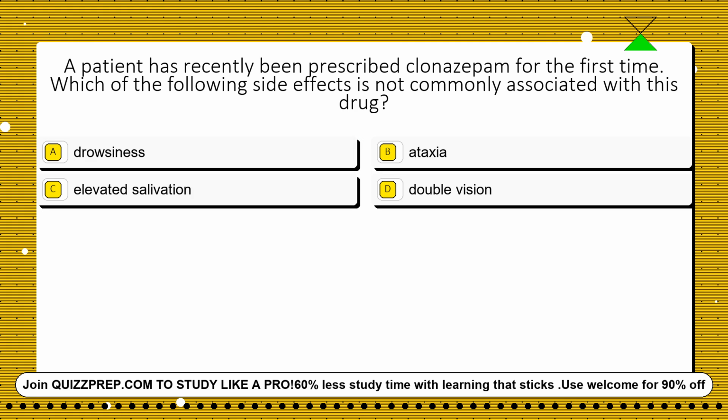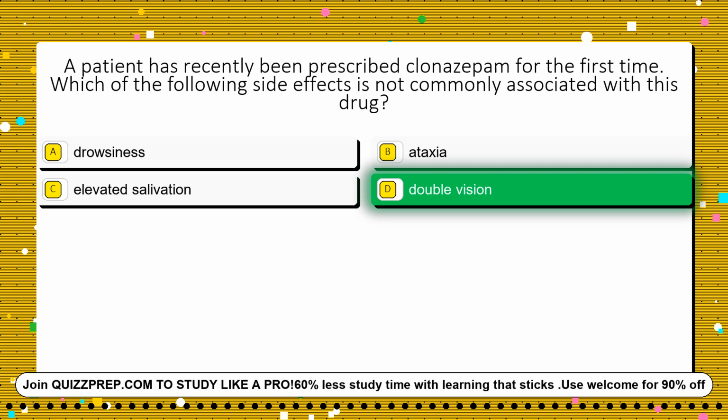Question 17. A patient has recently been prescribed clonazepam for the first time. Which of the following side effects is not commonly associated with this drug? Option A, drowsiness. Option B, ataxia. Option C, elevated salivation. Option D, double vision.